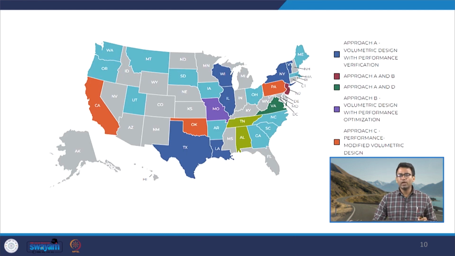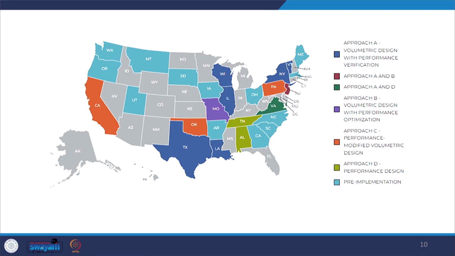Though in India we are yet to adopt a performance based mix design approach, in the US several DOTs have tried to implement it. Many agencies have used different approaches from approach A, B, C and D. This map shows which state has tried which type of approach.